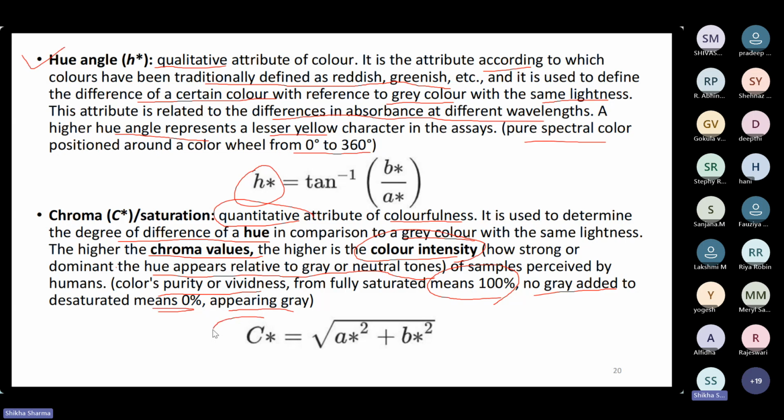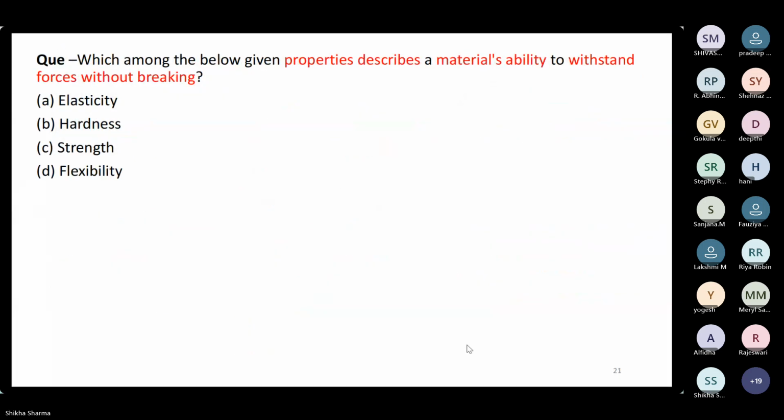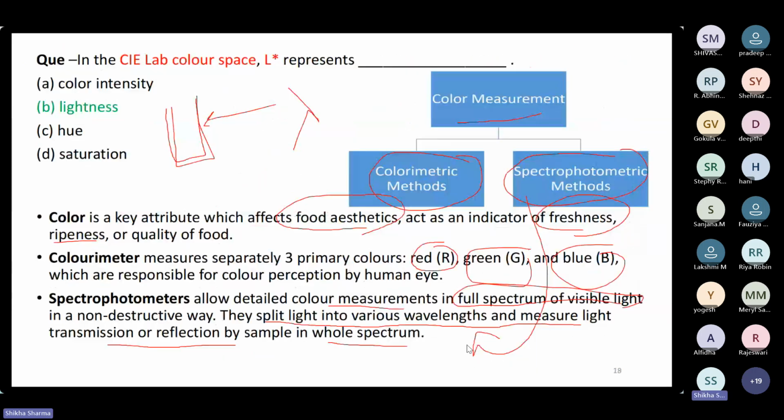So chroma can be calculated as equal to the square root of a star square plus b star square. So here we see that the L star relates to lightness.